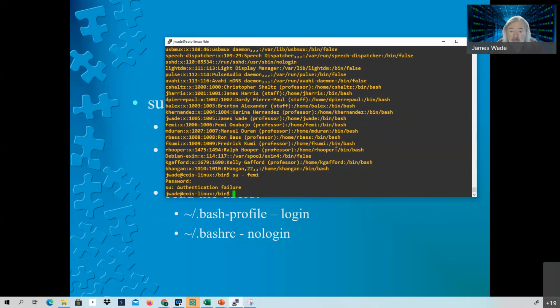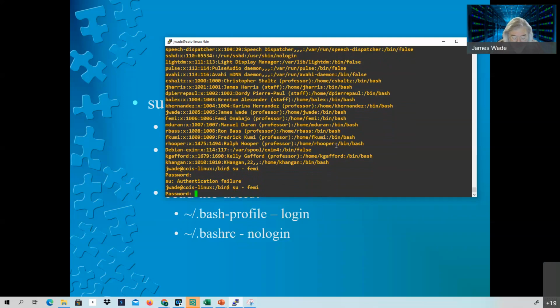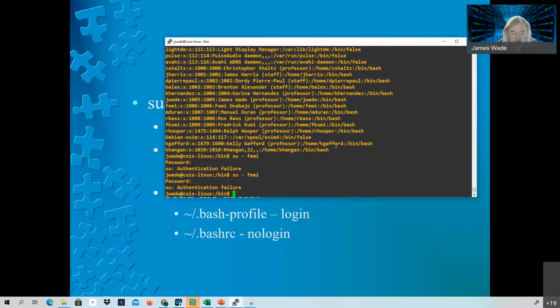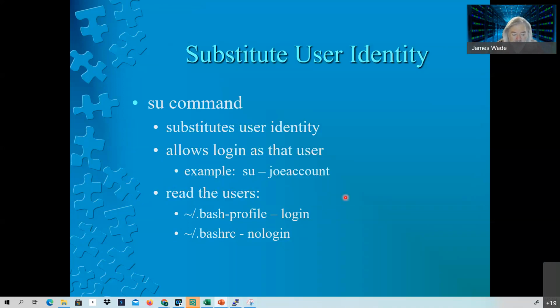If I was root administrator, in other words, if I was root, I would do basically su minus Femi, and it would go right in. Wouldn't ask me for a password because I'm administrator. Okay, that is the su command. And once again, if you forget the minus, it doesn't read the bash profile files.